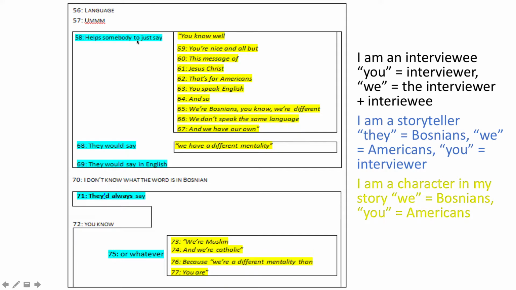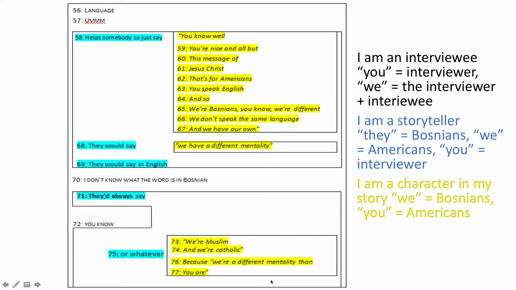So language helps someone to just say, well, you're nice and all, but the message of Jesus Christ, that's for Americans. You speak English. And so we're Bosnians, we're different. We don't have the same language and we have our own. They would say we have different mentality. They would say in English, I don't know what the word is in Bosnian. They'd always say, we're Muslim and we're Catholic or whatever, because we're a different mentality than you are.